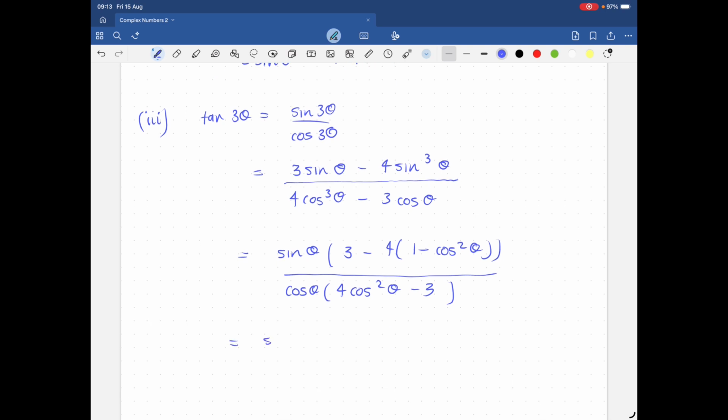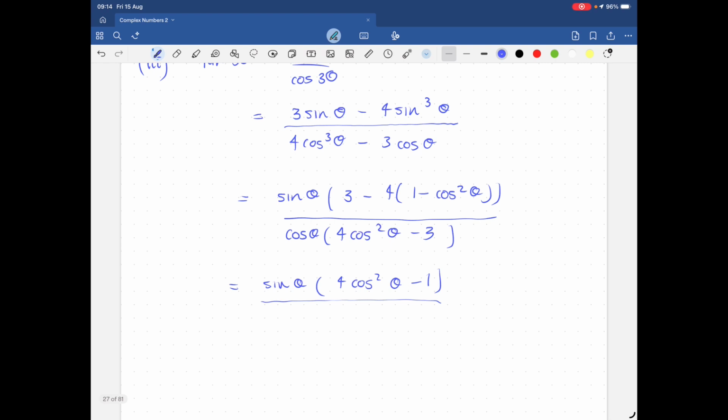And if we simplify that, we're going to get sin θ (4 cos squared θ minus 1), all over the same thing, cos θ (4 cos squared θ minus 3).